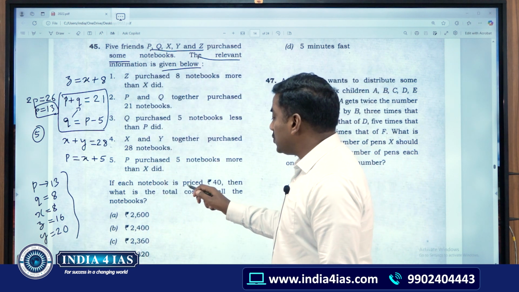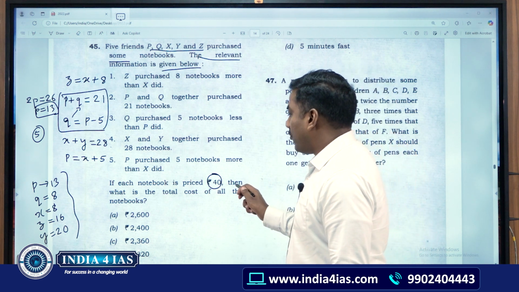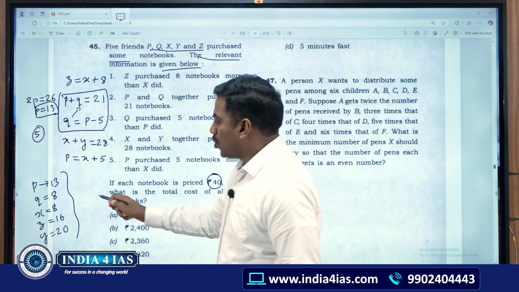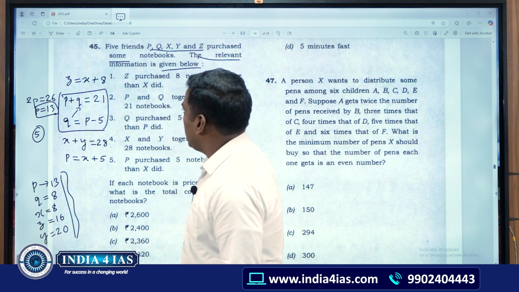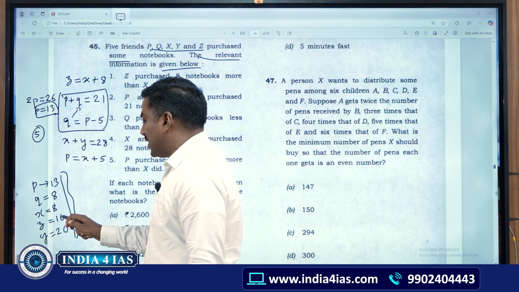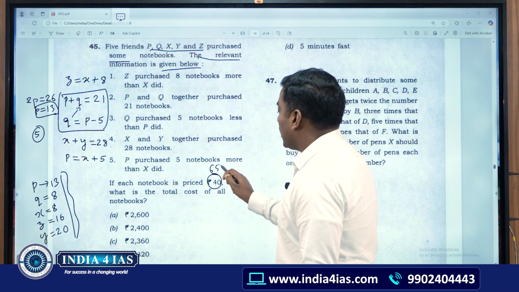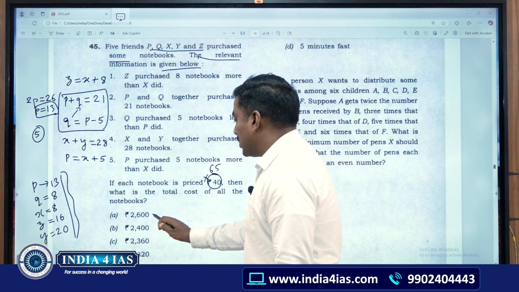Then each notebook is priced at rupees 40, so what is the total cost? You do the total. So 13 plus 8, 21, 21 plus 8, 29, plus 16, 45, plus 20, 65, into 40. 65 into 40, that is 2,600 rupees.